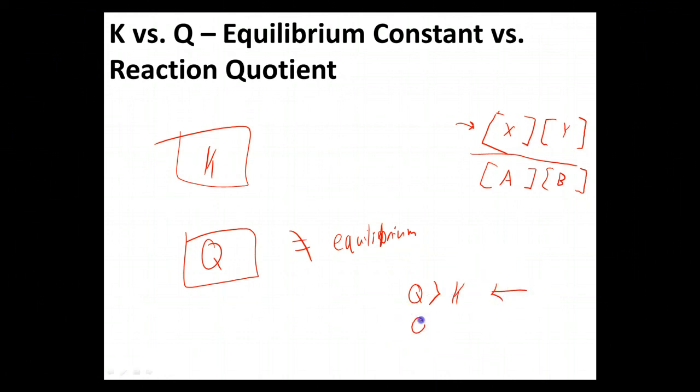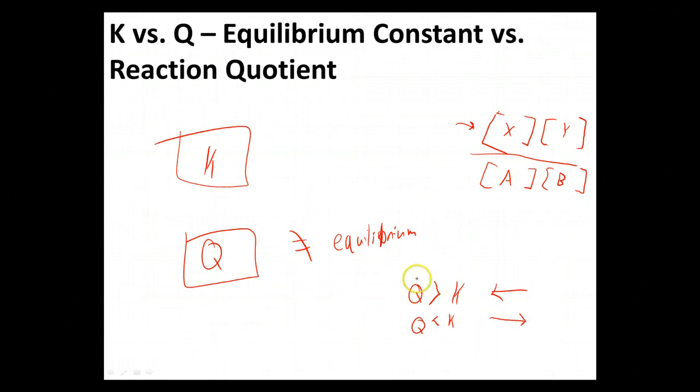Now if Q is less than K, that means that our bottom terms are now bigger than it would be at equilibrium. We have more on the reactant side than we do normally. Since we have extra reactant, that's going to drive the reaction forward.